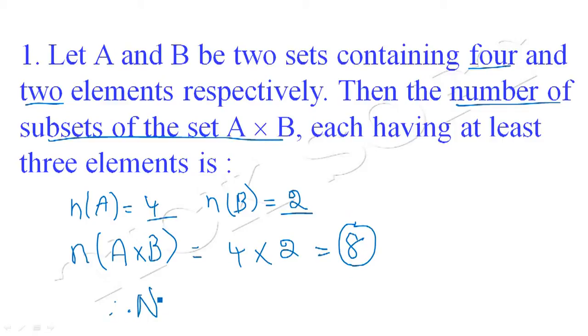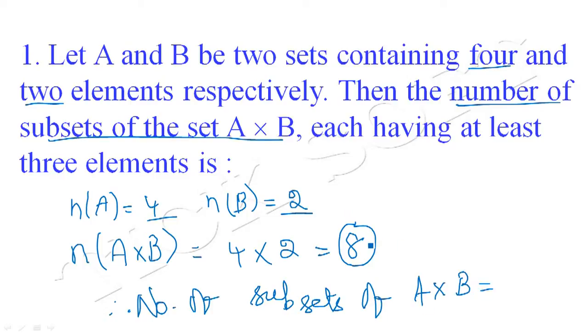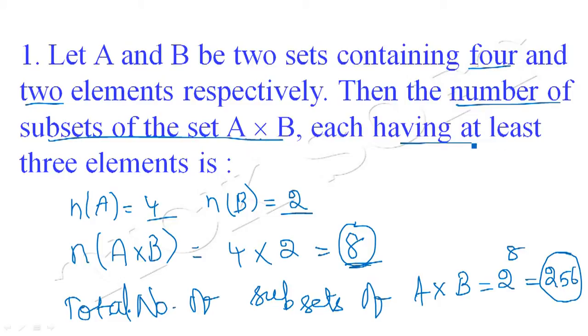So therefore, what will be the number of subsets? The number of subsets of this set A cross B will be 2 to the power the number of elements, which is 8, and this will be 256. So this is the total number of subsets of this set A cross B. And now we have to find the number of subsets each having at least 3 elements. So what we are going to do is find the number of subsets having 0 elements, 1 element and 2 elements.